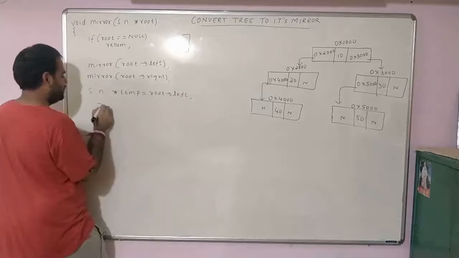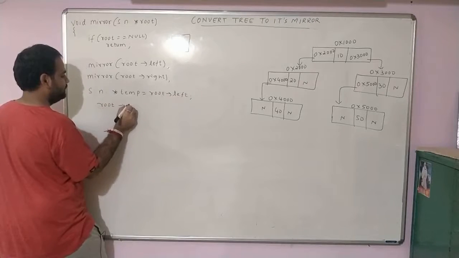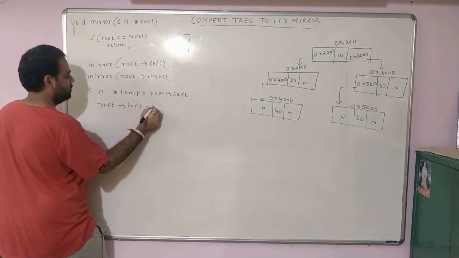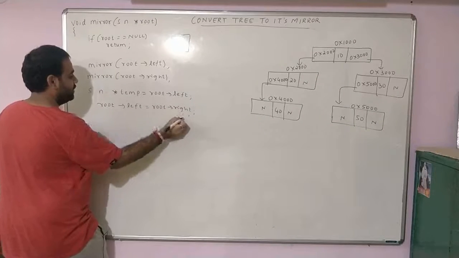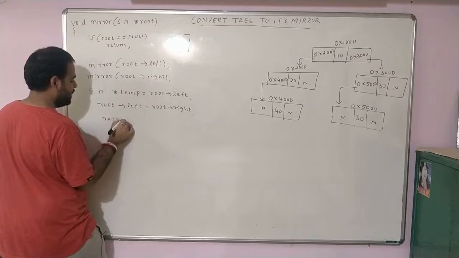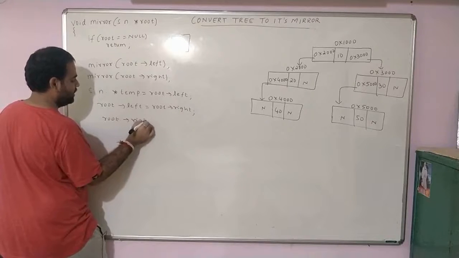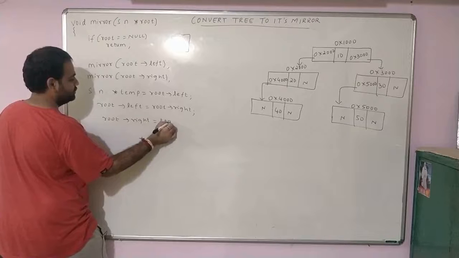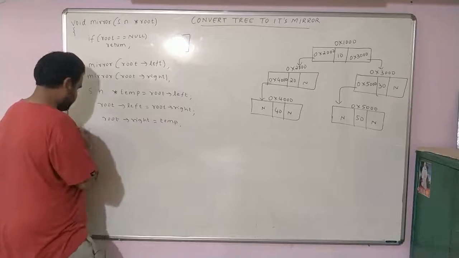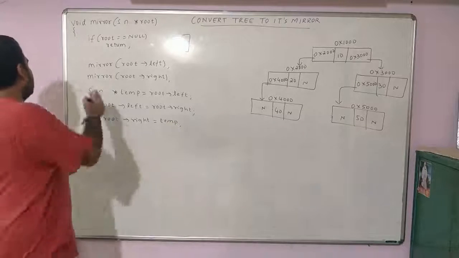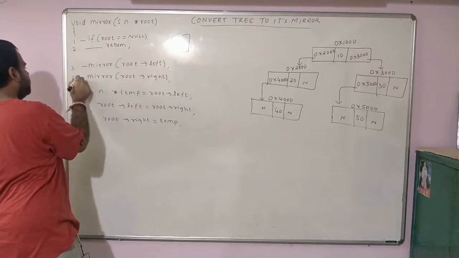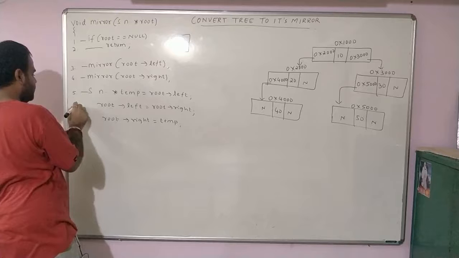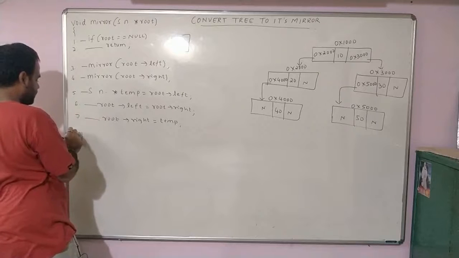Then what do I write? Root arrow left is equal to root arrow right. And what should be the value of root arrow right? The value of root arrow right should be equal to 10. Is that okay? Now let's give the line numbers 1, 2, this is 3, 4, 5, 6, 7 and 8.